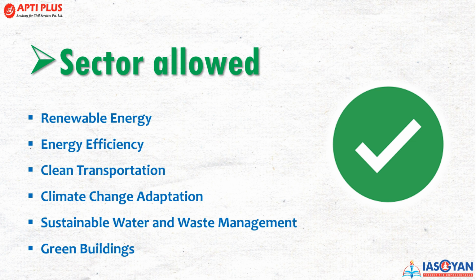Now, the sectors that are allowed; from here a direct question can also be framed. This will help you eliminate answers in the UPSC prelims examination if this question is asked. So the sectors that are allowed are renewable energy, energy efficiency, clean transportation, climate change adaptation, sustainable water and waste management, and green building. From the names, it is evident that these sectors will mostly be allowed. So please take a note of this.